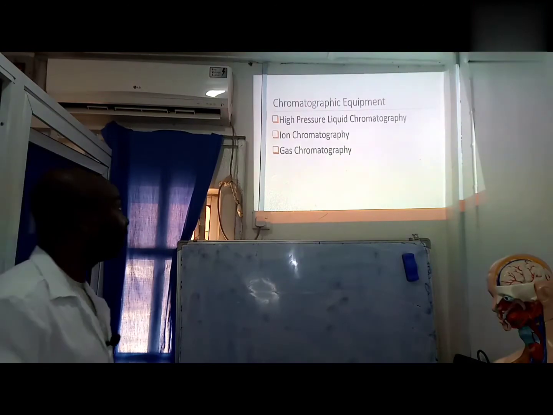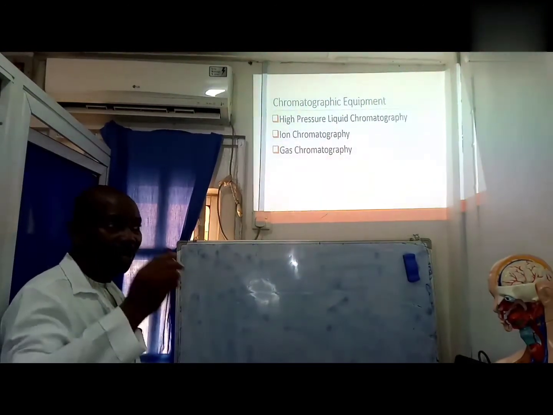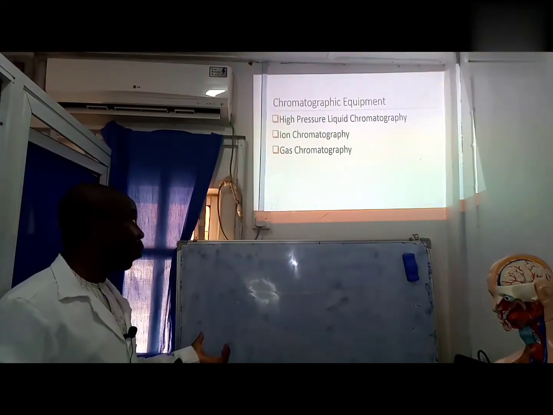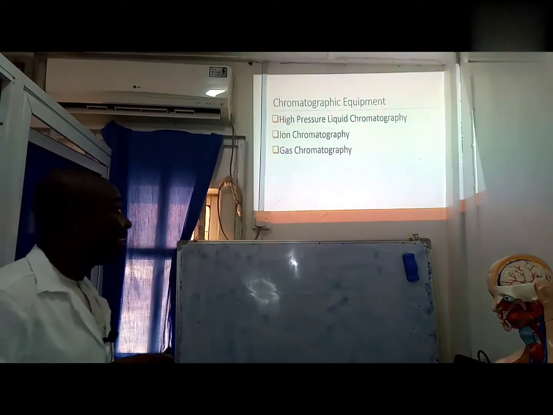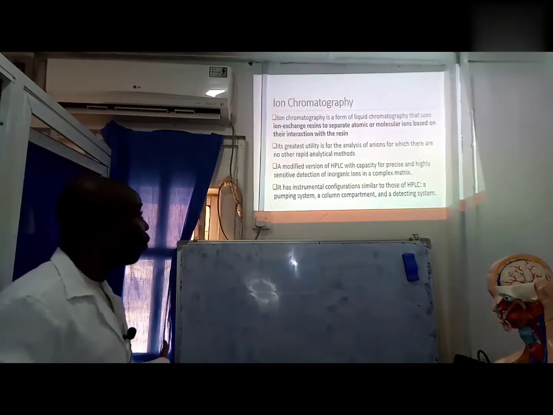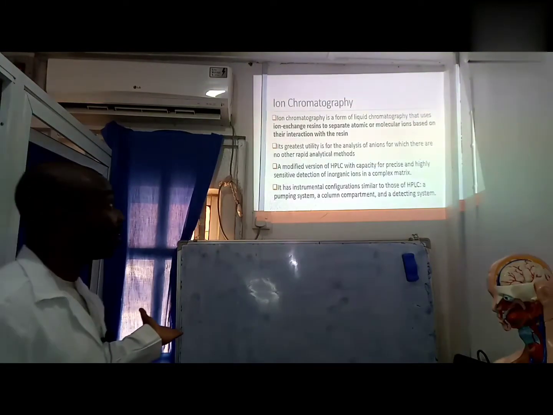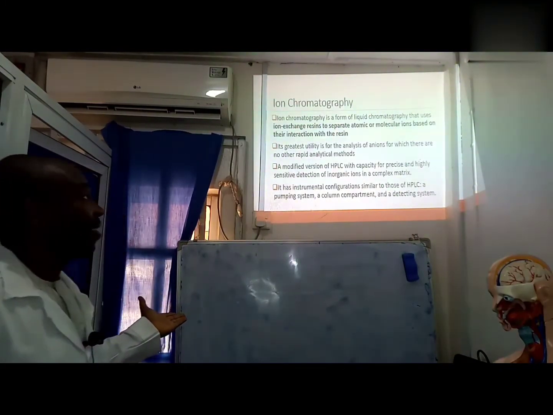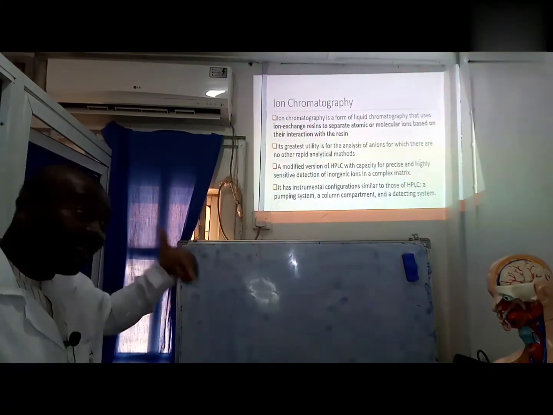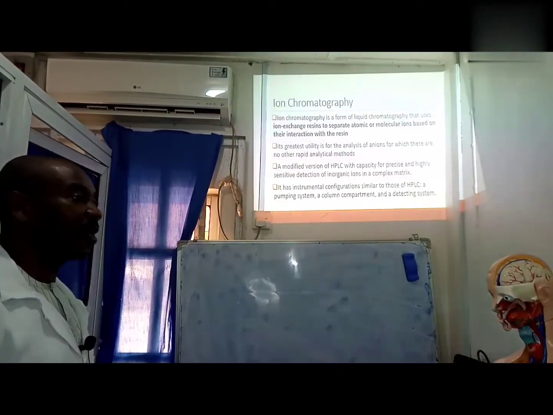Chromatographic equipment: high pressure liquid chromatography, ion chromatography, gas chromatography, these are popular and widely used. I'd like to let my viewers know that they need to be conversant with the way these work in order to be able to use them for analysis. Then, in ion chromatography, the slide explains how that works. It works by ion exchange resins that are used to separate atomic or molecular ions based on their interaction with the resins. With those interactions, there is separation and subsequent quantification.